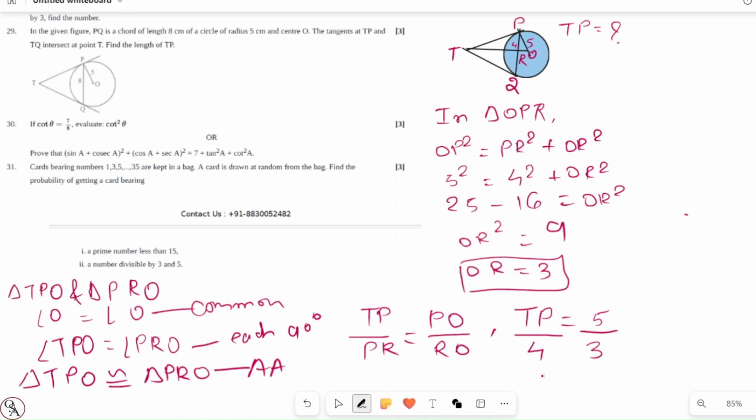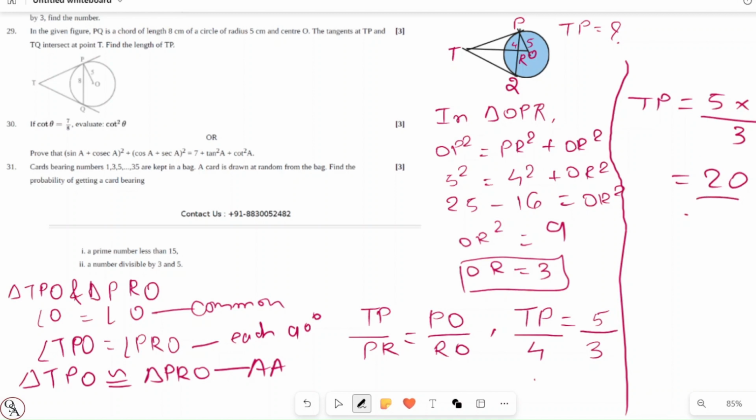Okay, so what will be the value of TP? TP is equal to 5 into 4 upon 3. It would be 20 by 3, which is around 6.67. So this is how we are getting the value of TP. I hope you understand this question.